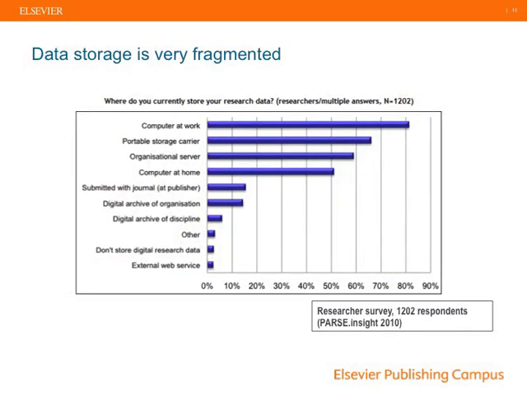And one of the reasons that this is not the case is that storage is very fragmented. So researchers often store their data on personal devices, so their computer at work, or an external hard drive, or a personal computer. And by not using general solutions, other people are not able to access these data.